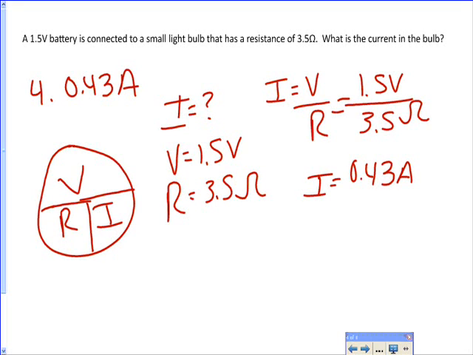And now it's time for you to summarize also, and I want you to do the same thing. I want you to tell me the relationship between voltage, current, and resistance. How do they affect one another? If one changes, what happens to the others?